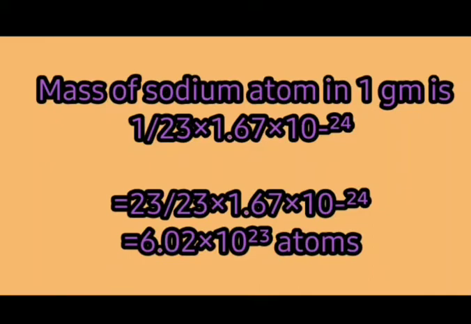Because the relative atomic mass of sodium equals 23, instead of 1 gram, let's take 23 gram. So the number of sodium atoms in 23 gram equals 23 by 23 into 1.67 into 10 to the power minus 24 gram. So the number of sodium atoms in 23 gram is now 6.02 into 10 to the power 23 atoms. Clear? That is how you find out the moles.